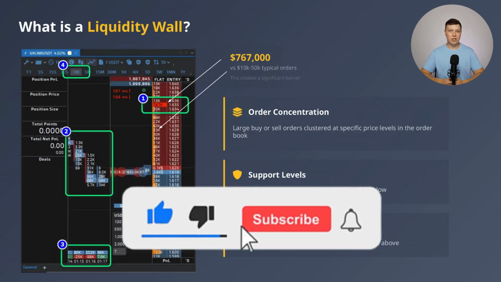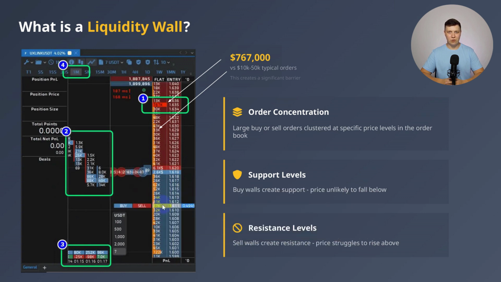A liquidity wall in trading is a concentration of large buy or sell orders in the order book. These orders form levels that can influence price movement. If there are many buy orders at a single price in the order book, it can create a support level. The price is less likely to fall below this mark. If there are many sell orders, it can create a resistance level, preventing the price from rising. In a trader's terminal, this looks like a significant block of orders at a specific price point.